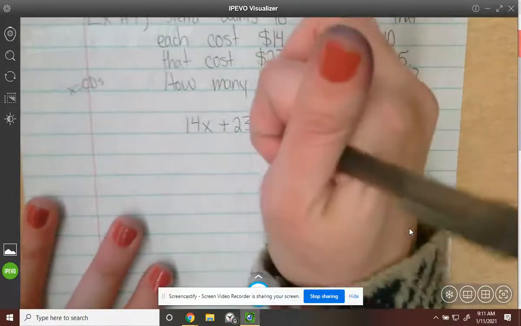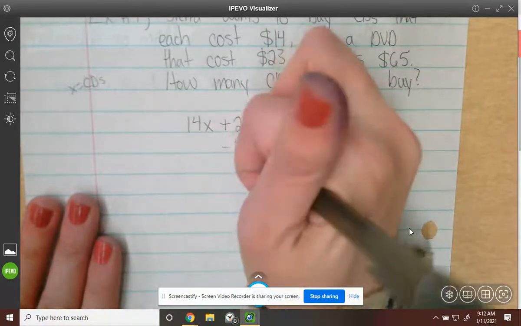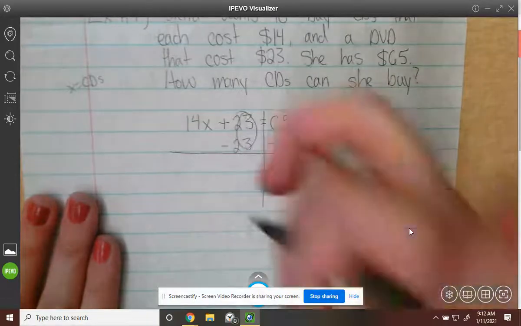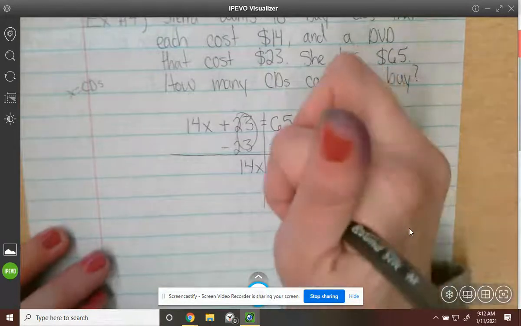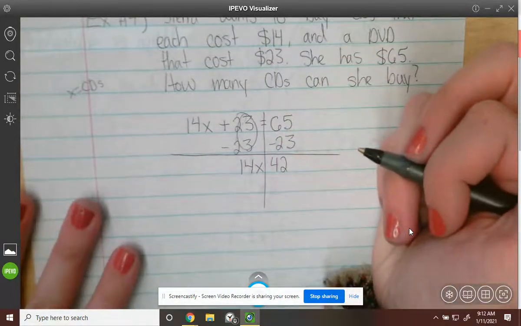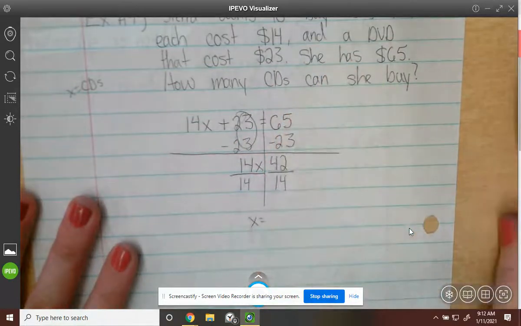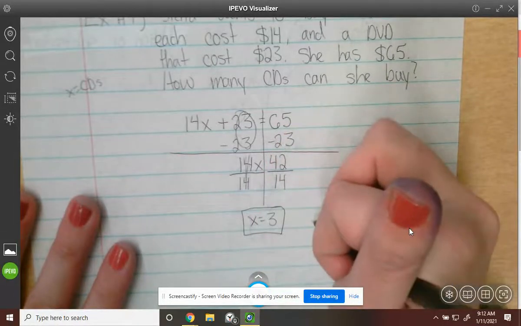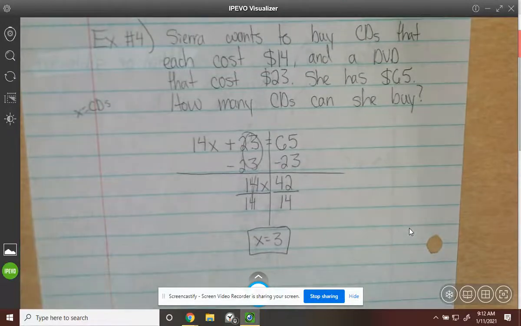Okay, so now we solve. Which number am I getting rid of first? 23. Zeros that out. So I'm 14x on this side. 65 minus 23 is 42. And then my last step is to divide. And I get 3. So she bought 3 CDs. Okay, that is it for the notes.